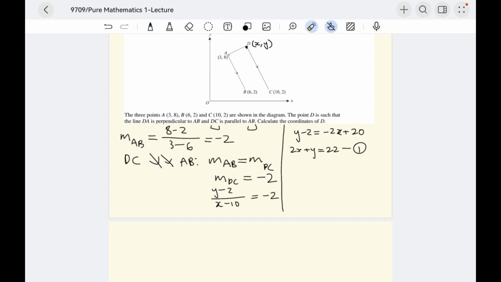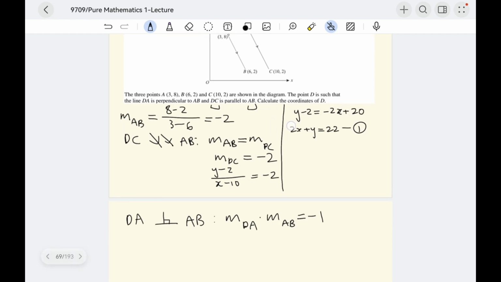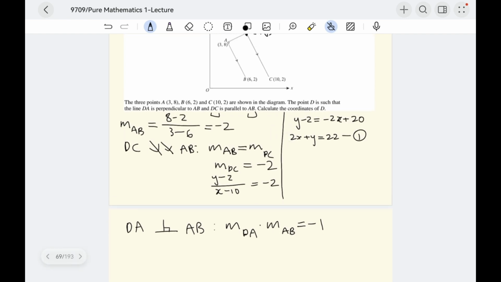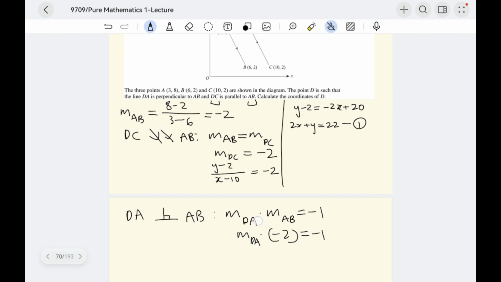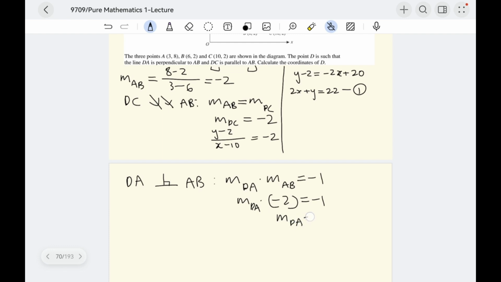See the other information: line DA is perpendicular to AB. It means that when DA is perpendicular to AB, the gradient of DA multiplied by the gradient of AB is -1. So what is the gradient of AB, which is -2? And the gradient of DA is half.